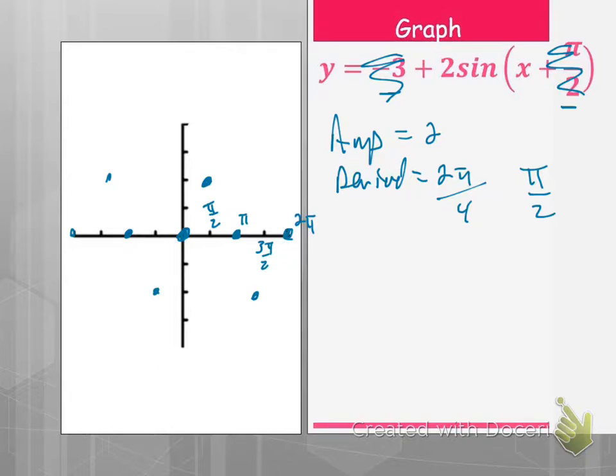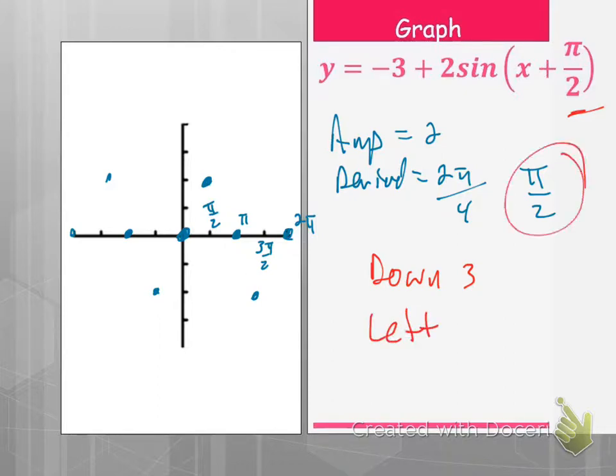Okay, now, how are we going to shift every point? So bring back what we scribbled out. The negative 3 there says that we're going to shift everything down 3. The positive pi over 2 right there means we're going to shift left. And since every tick mark's worth pi over 2, left 1. So every point is going to go down 3, left 1. That means that point is going to be out of our window.